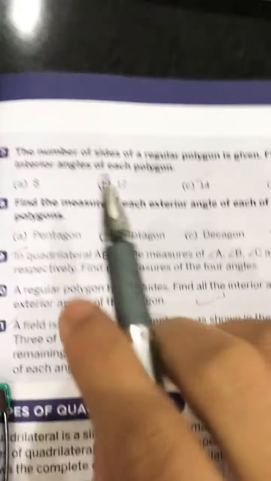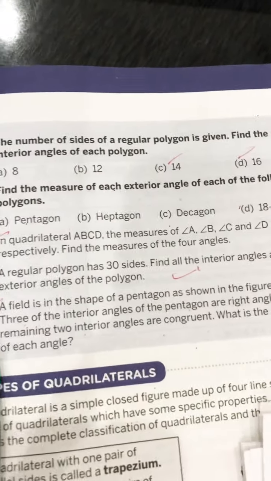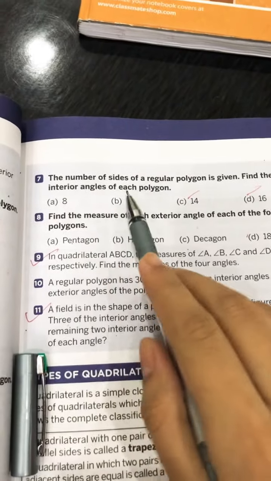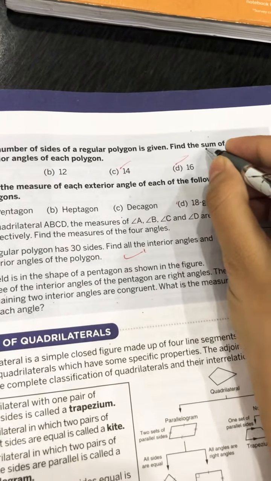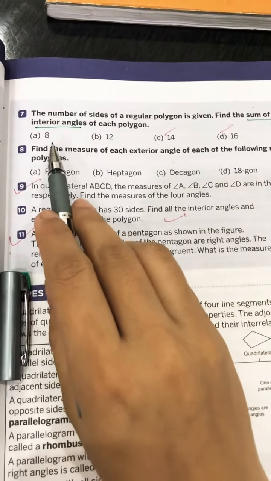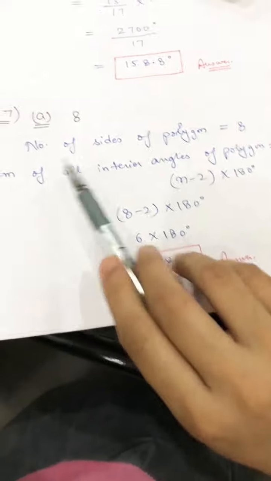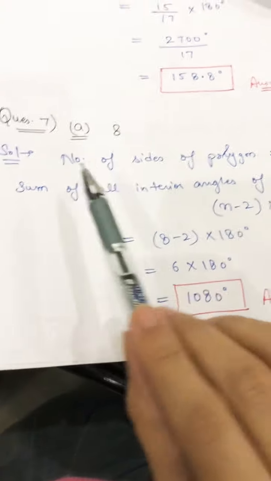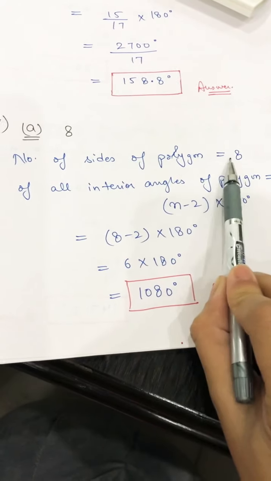Now question number 7. The number of sides of a regular polygon is given. Find out the sum of interior angles. In this you have to apply the formula of the sum of interior angles. The first part is 8. The number of sides of the polygon you have to write in this way, very properly, in the fair notebook as well as in the exam. Number of sides of polygon is equal to 8.